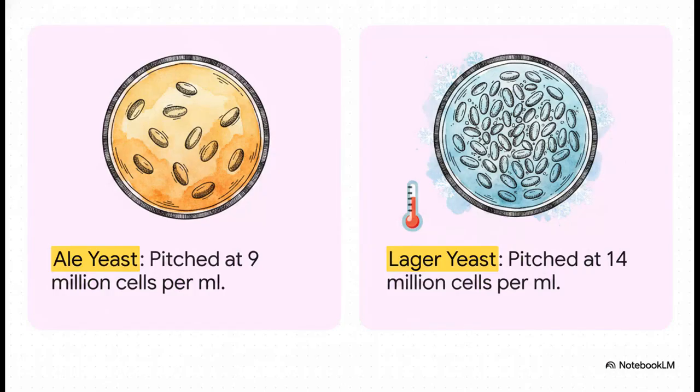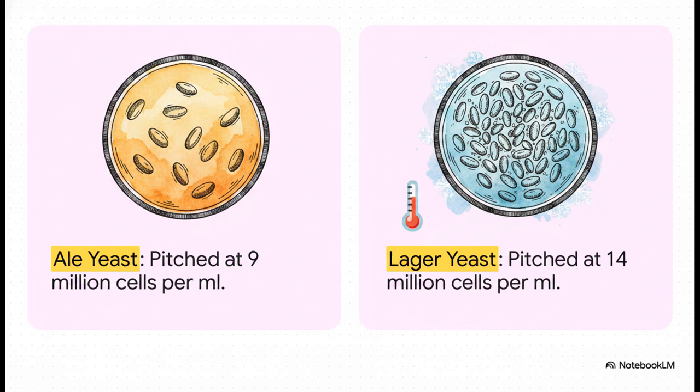Next up is your pitching rate, the exact volume of cells you inoculate the wort with. There's a massive difference in the science here depending on your strain. For standard ales, you're looking at roughly 9 million cells per milliliter. But if you're bottom cropping with a lager yeast, you need way more firepower. We're talking 14 million cells per milliliter at a minimum, and even higher if you're pushing into high-gravity territory. You literally have to brute force the cell count to guarantee a healthy, vigorous fermentation at those highly suppressive cold operating temperatures.